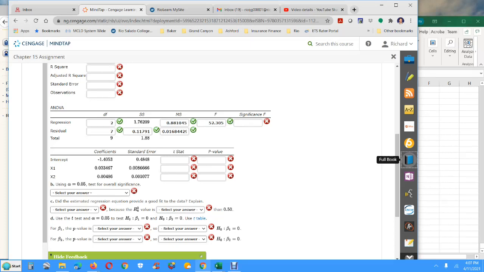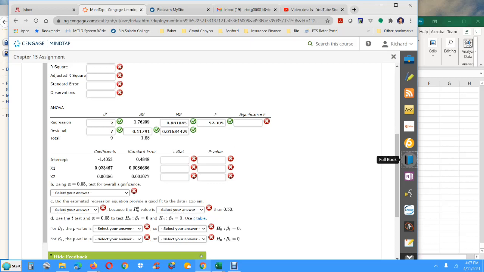The next one that we're going to do is this significance value for F, and then we're going to go down and look at this intercept, x1, x2, and do the t-stats and the p-values. And then I'll save this R square, standard error, most of this up here for perhaps a third video. We can do the observations right off the bat.